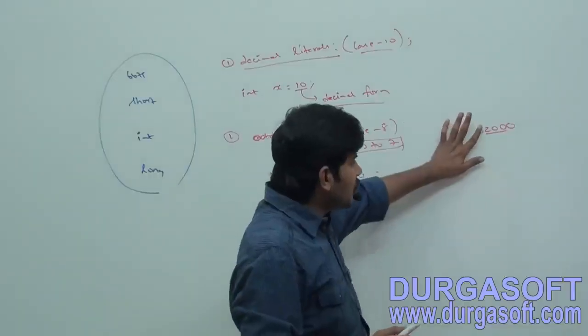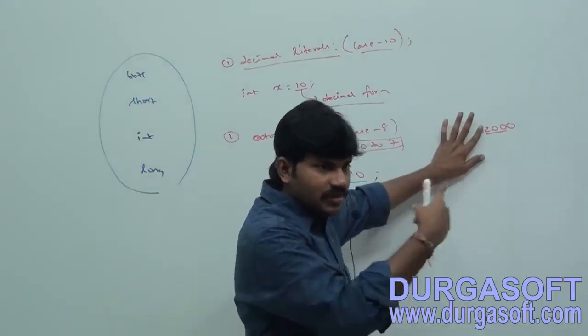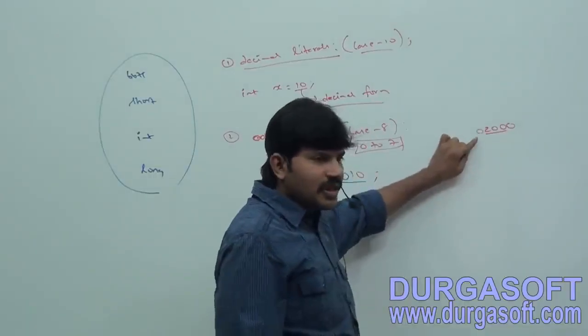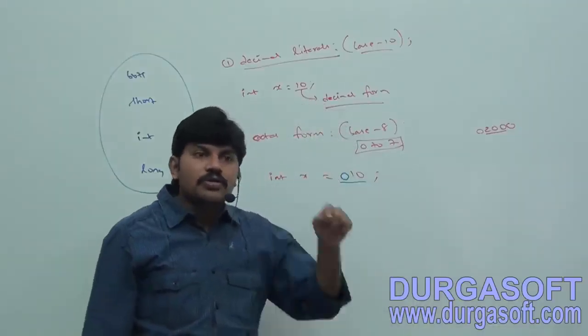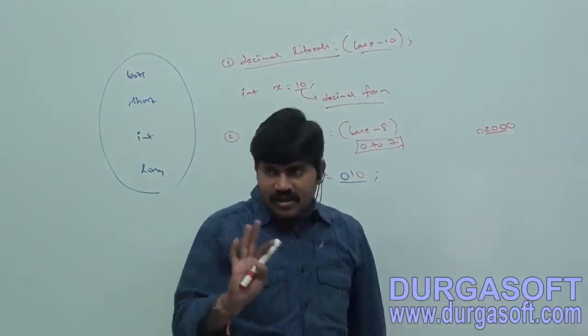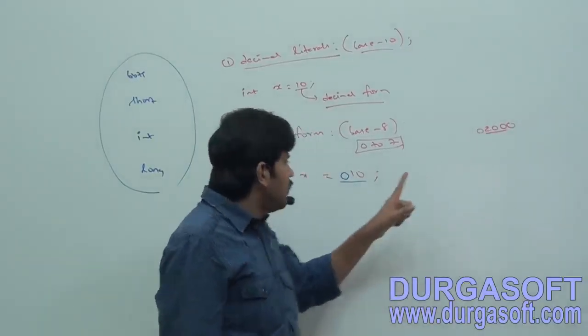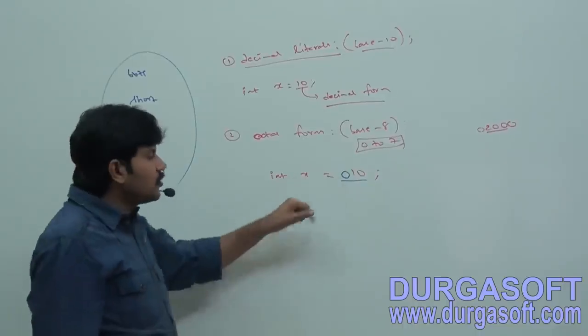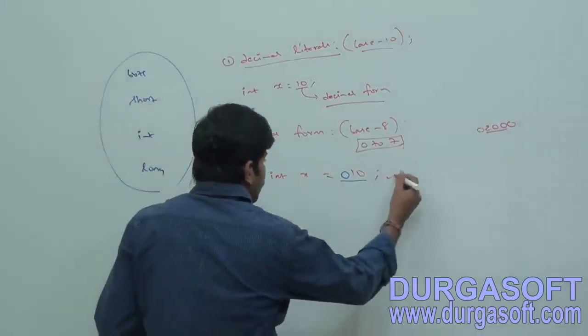If this 0 is not there, what is this one? Decimal value. If this 0 is there, what is it? An octal value, which represents a different value. Octal 2000, decimal 2000, both are not the same. There is a difference. Are you getting? Now int x is equal to 010 is nothing but octal.